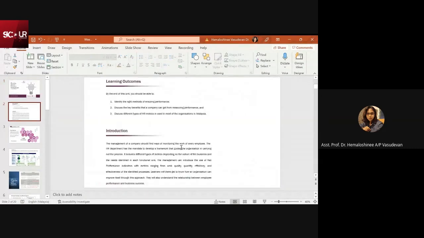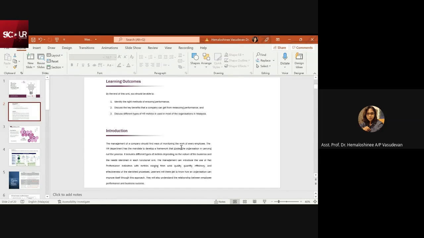Okay, so the learning objective: you have to identify the right methods. That's why I'm giving that kind of assignment, to ensure that you understand how you are going to measure your job advertisement. So today our topic is about measurement and the metric. After this, you will know how to measure your job advertisement. After that, you will also be able to measure the performance of your staff.